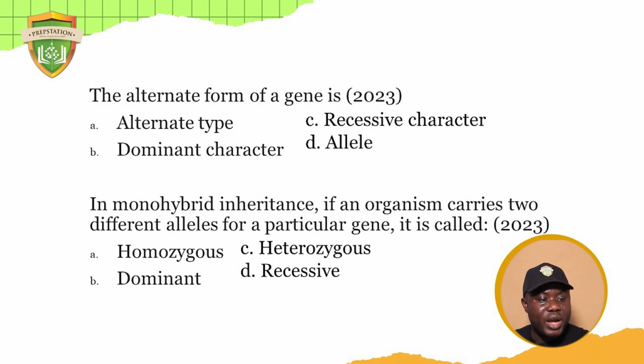In monohybrid inheritance, what do I mean by monohybrid? It means that you are only looking at one character, not 2. It is called heterozygous. Why? The word zygous there is from the word zygote. Are you getting me now? It means that the zygotes here are different.